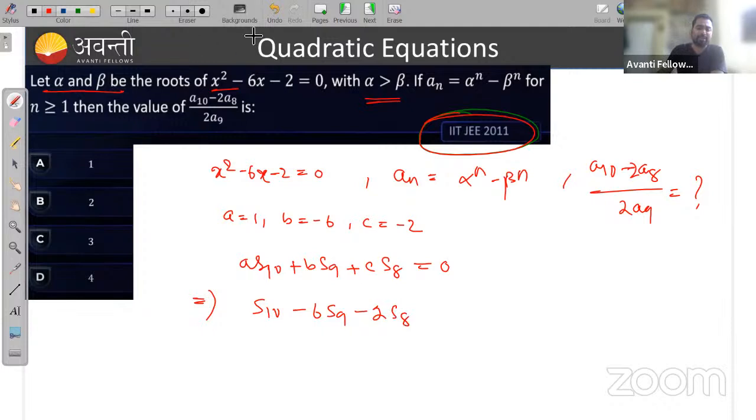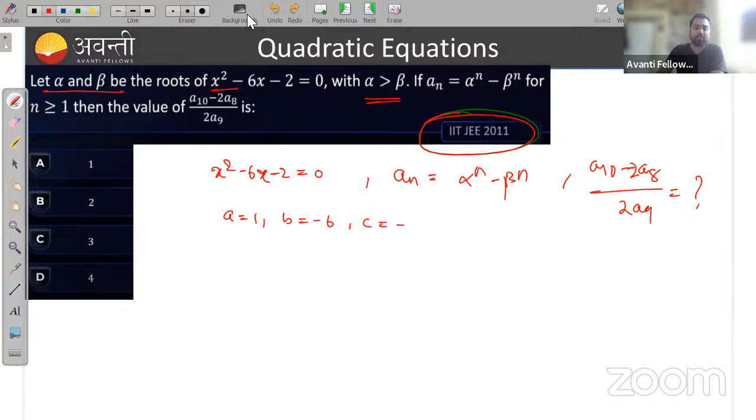Oh, this is actually, I'm writing A. It is actually A. Okay, let's write A, no problem. Start from A. So A10 plus b A9 plus c A8 is equal to 0. Yes or no? Okay, so now substitute the values of the coefficients.